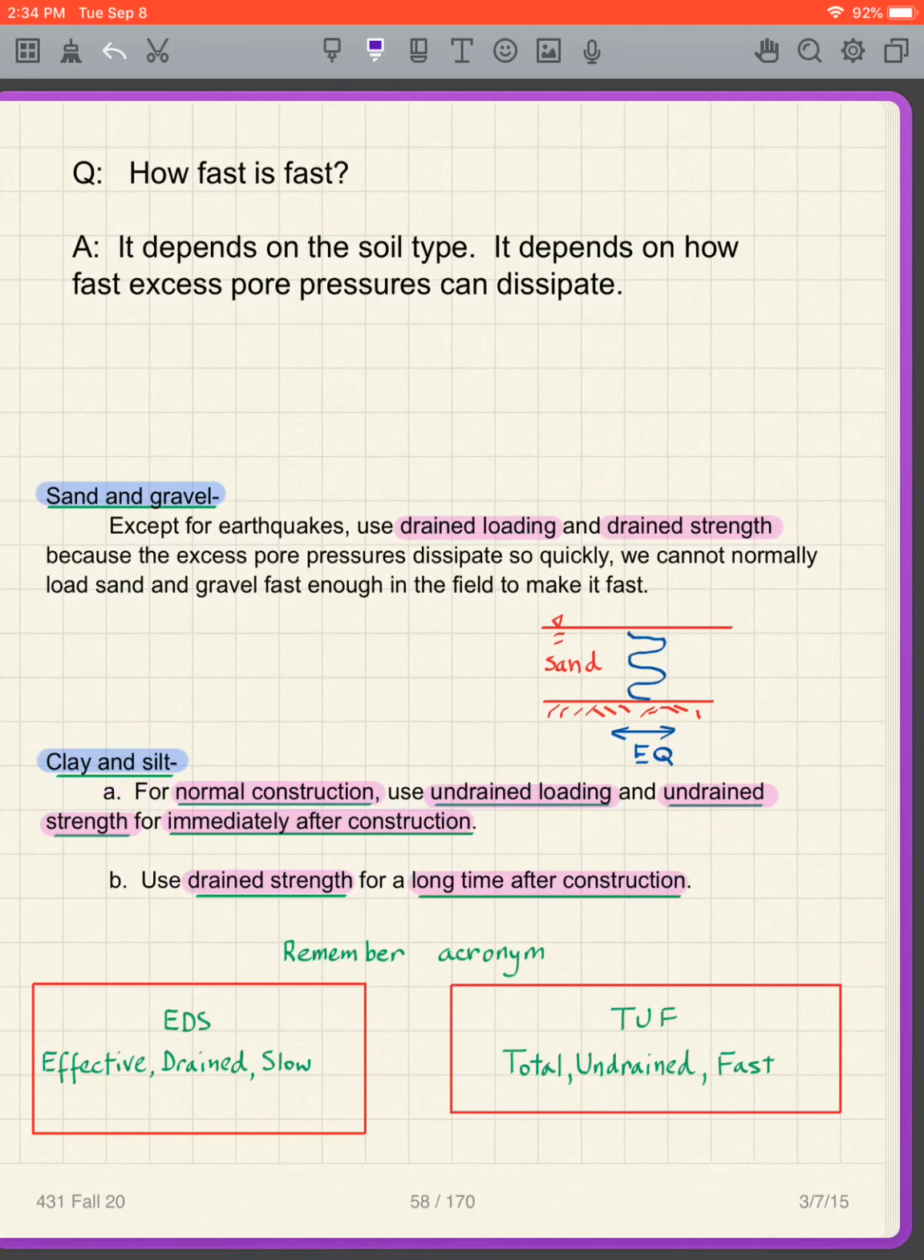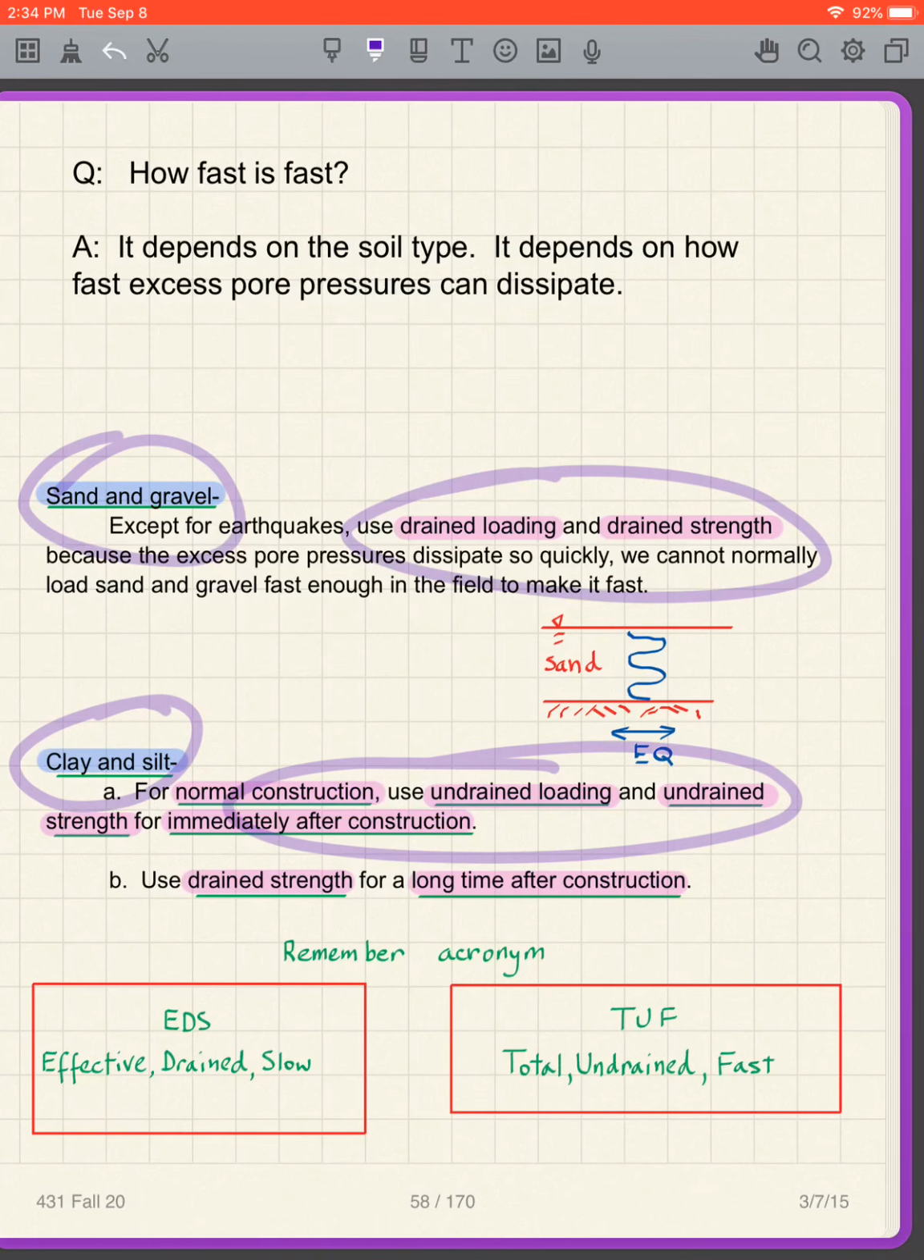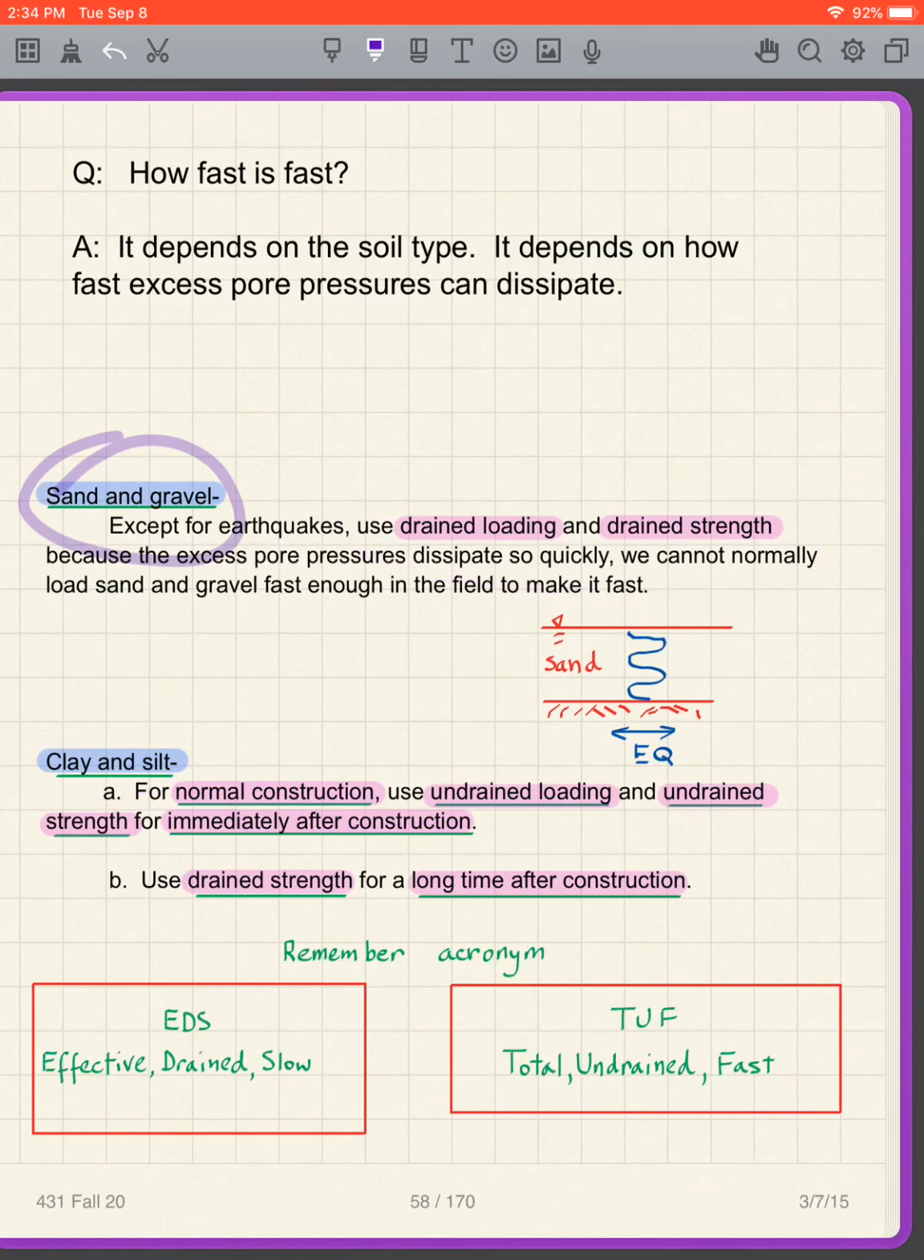So for sand and gravel, we're going to use drained. For clay and silt, we're going to use both undrained and drained. Most of the time, that's the way we're going to look at it. So, okay, we have an acronym that I like to use, handy for you to remember. It's EDS-TUF. EDS-TUF.